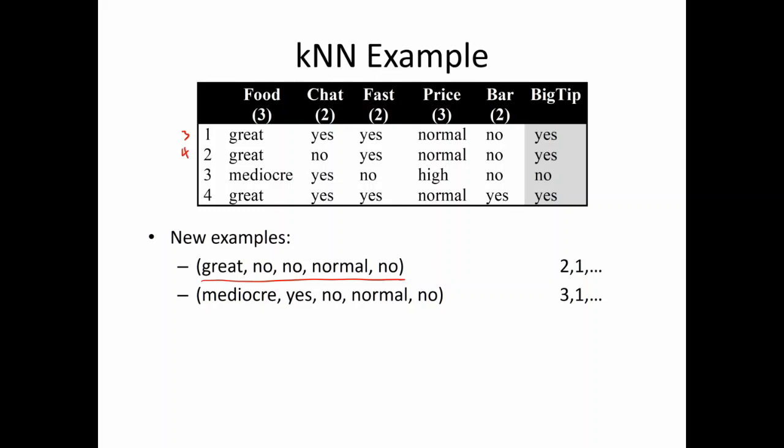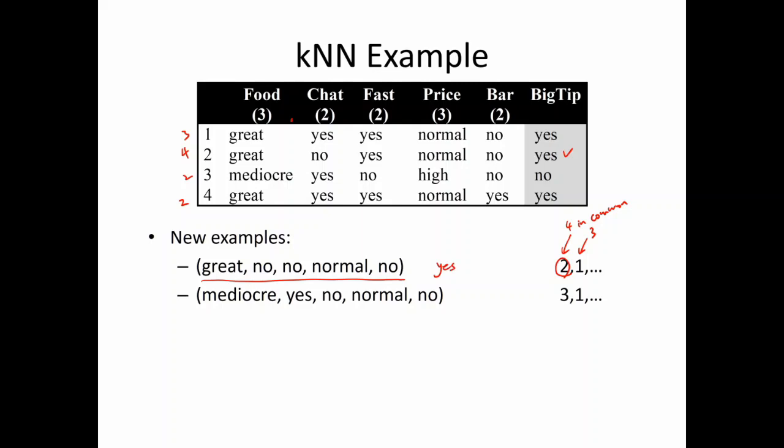The third restaurant has 2 things in common. The fourth restaurant has 2 things in common. So the second restaurant has 4 things in common, and then the first restaurant has 3 in common, and so on. So if we're doing 1NN, the classification will be based on the class of the second restaurant, which is yes. So we'll classify this as yes.